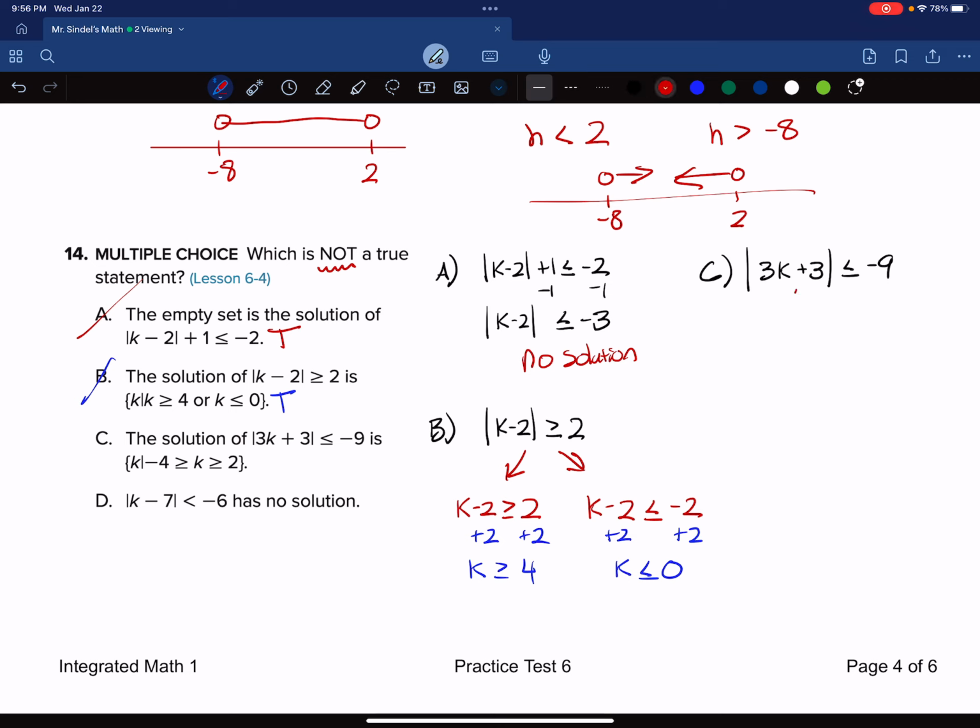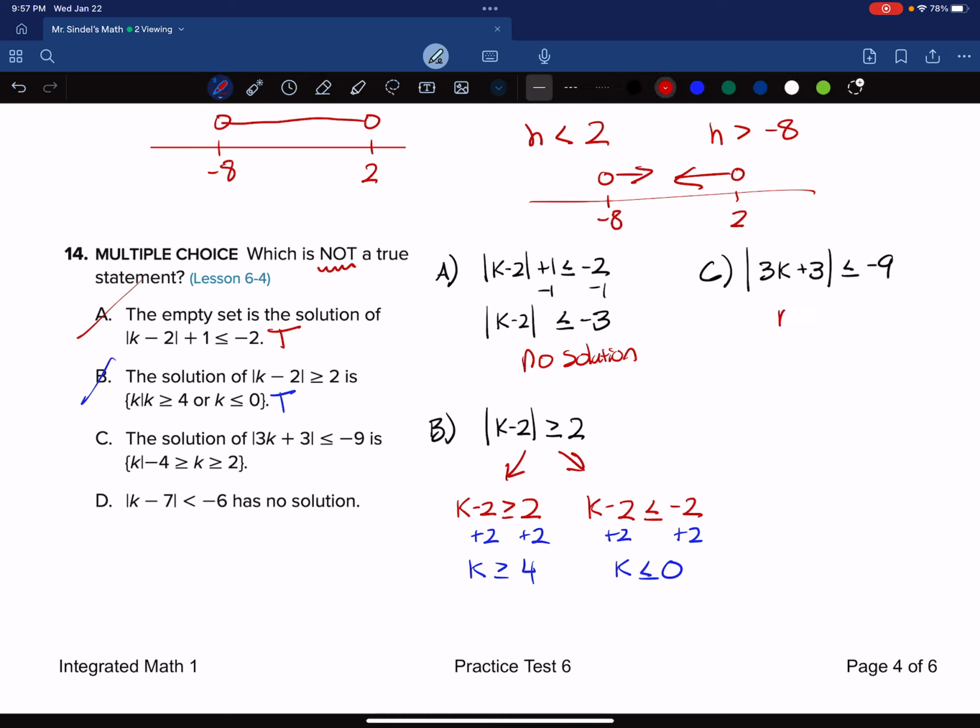All right, so this is going to turn into, drop the absolute value symbol. It's going to be 3k plus 3 is less than or equal to negative. Wait a second. Okay, absolute value of anything, even if it's a negative, is always going to be a positive because of the absolute value symbol. Is it possible to have a positive less than a negative? No, I almost fell into the trap, Mr. Sonnell. Good thing you caught yourself.